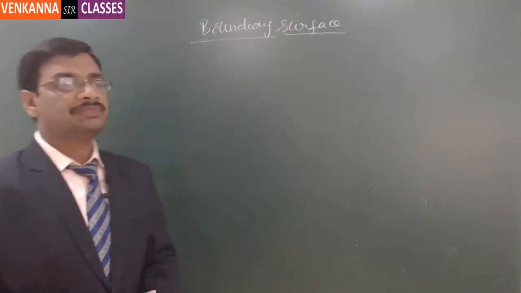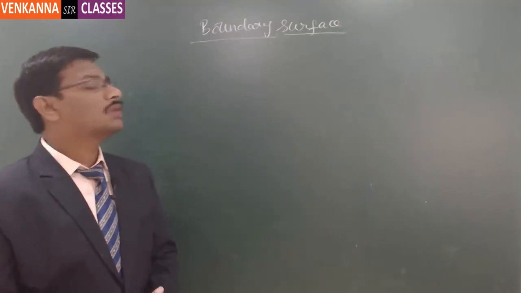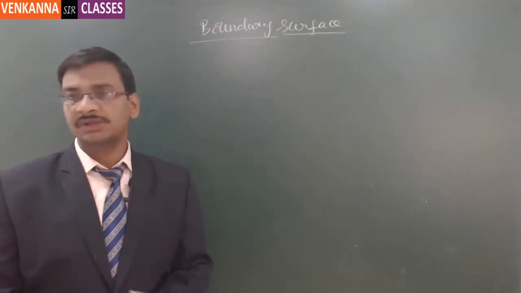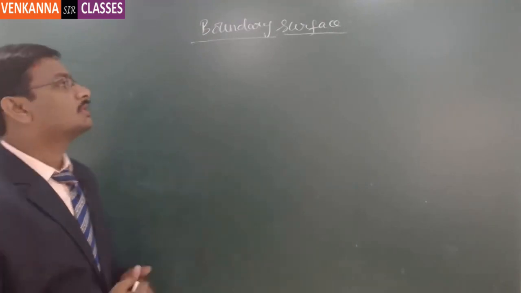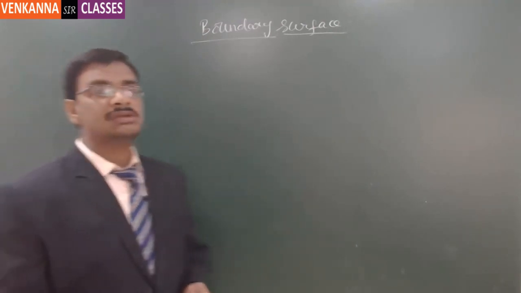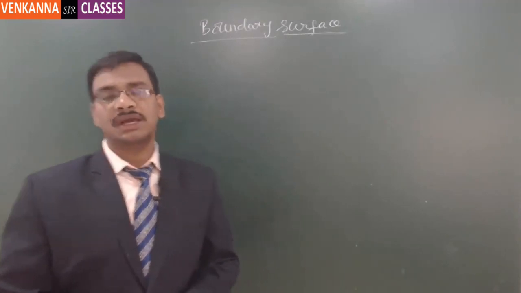So we are done with the continuity equation. Today we are going to deal with the boundary surface and, if possible, vorticity and vortex lines. Right? Okay. So boundary surface, we mean, suppose there is a boundary to the fluid, then what is the direction of the fluid flow?